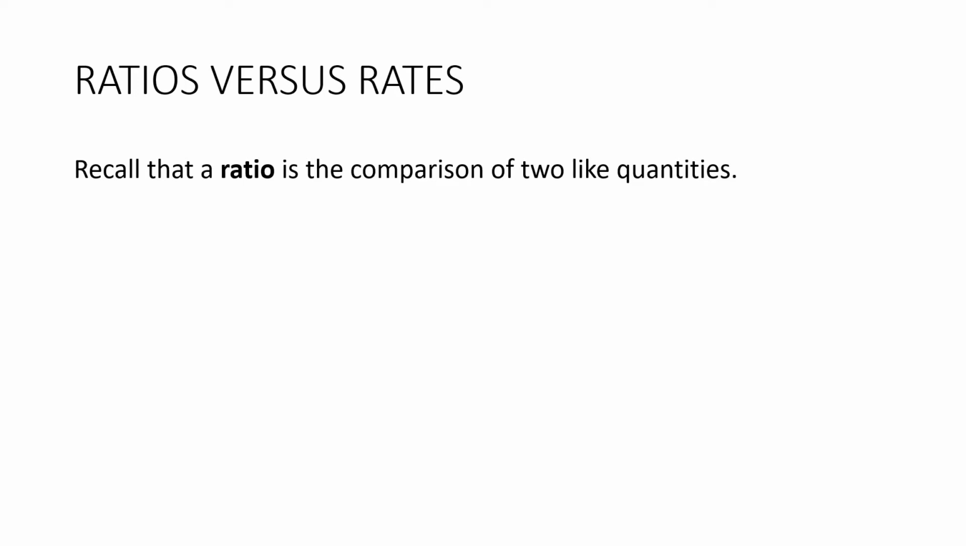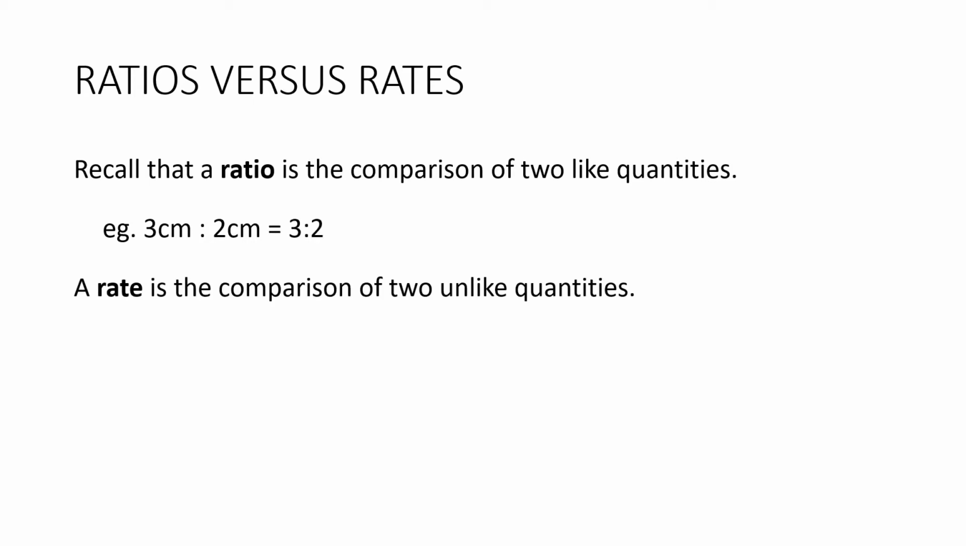Recall that a ratio is the comparison of two like quantities. That means that they'll have the same units, like 3 centimetres to 2 centimetres, and we simplify that by writing it as 3 to 2. But a rate is the comparison of two unlike quantities, so they'll have different units, like 4 kilometres in 2 hours. We simplify this one by making the second quantity equal to 1. So this is equivalent to 2 kilometres per hour.